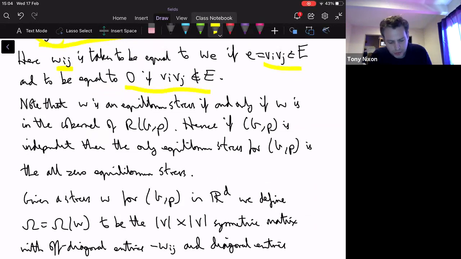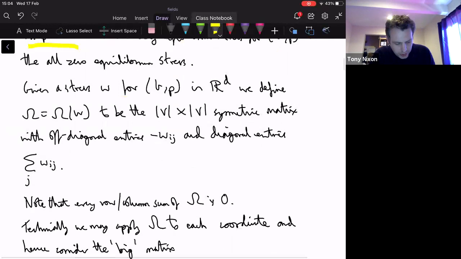Okay. So when we introduced equilibrium stresses, we mentioned that this is where the motivation for them comes from: equilibrium stresses are a nice way of describing vectors in the co-kernel of the rigidity matrix. So equilibrium stresses are the dependencies in the rigidity matrix. If you have a linear dependence in the rows, it gives you a vector in the co-kernel, that gives you an equilibrium stress, and vice versa. Okay, so of course, if the rows of the rigidity matrix are linearly independent, then the only stress would be the all 0 stress, putting weight 0 on every edge, and obviously that's not an interesting stress for us.